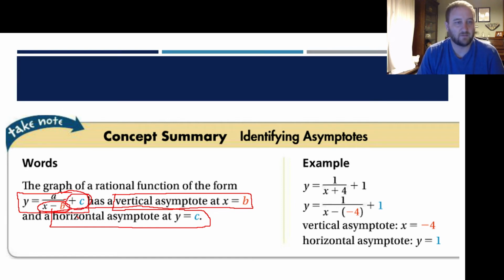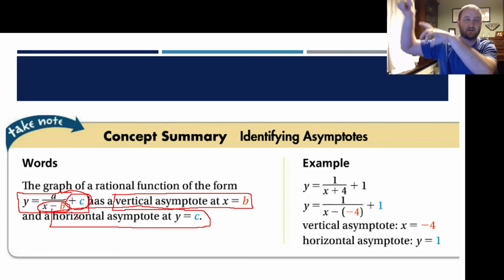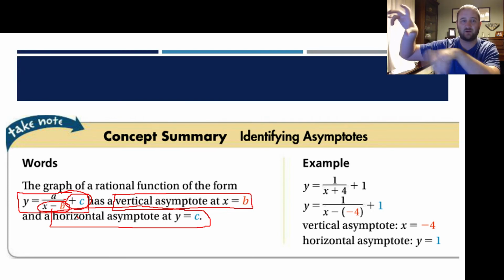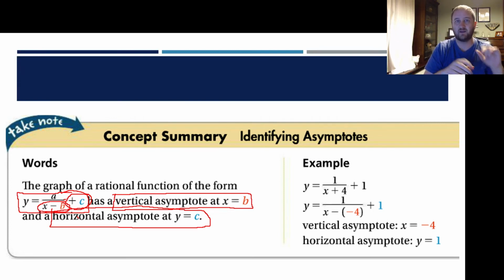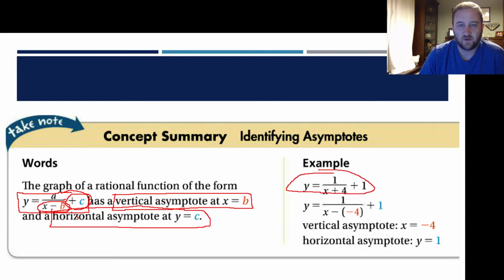So if it's plus something, it's a positive horizontal asymptote. If it's minus something, it's a negative horizontal asymptote. So in our first example right here, we've got a vertical asymptote at x equals negative 4, right? Because negative 4 plus 4 is 0. And we've got a horizontal asymptote at positive 1. Okay?